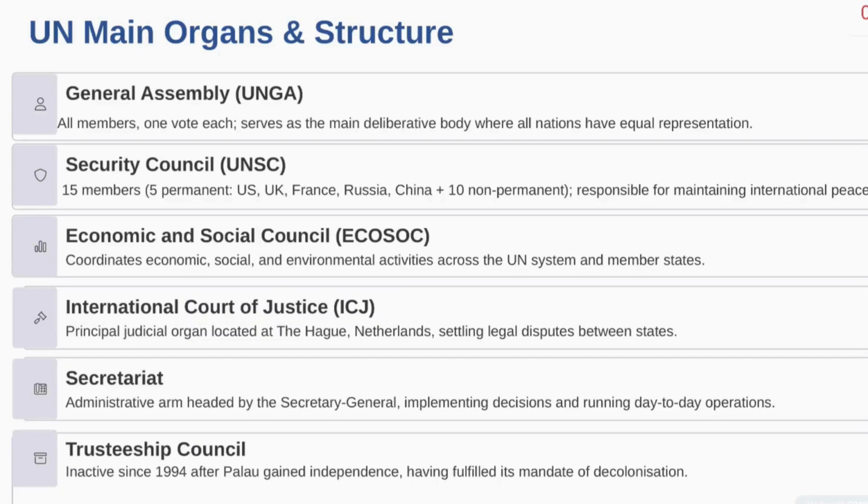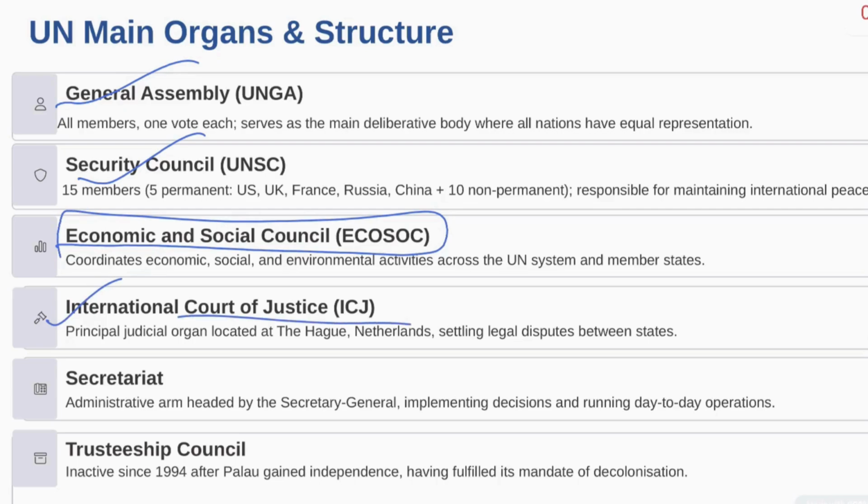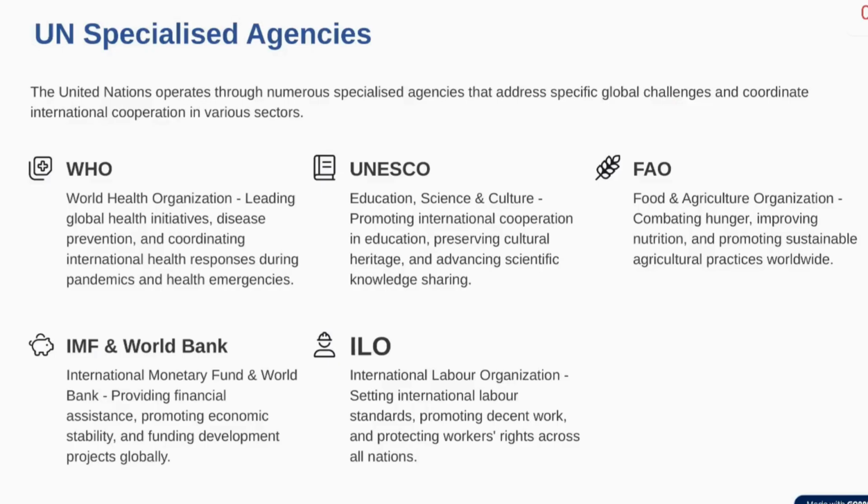UN main organs and structures: General Assembly, Security Council, Economic and Social Council, International Court of Justice, Secretariat, Trusteeship Council. UN specialized agencies. The United Nations operates through numerous specialized agencies that address specific global challenges.